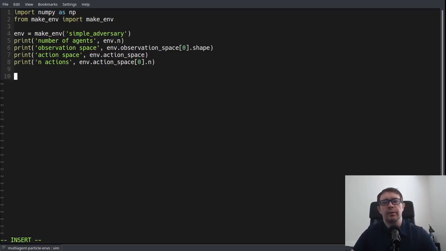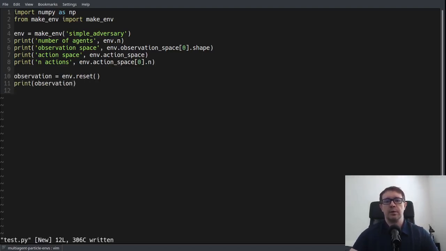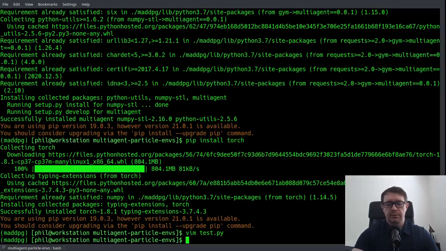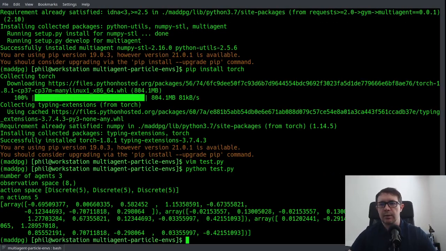And so then what we want to do next is, let's say, what does an observation from our environment look like? So observation equals env.reset. And then let's just print that observation to the terminal. So let's write quit out of that. So now we have that. Let's go ahead and run it and see what we get.